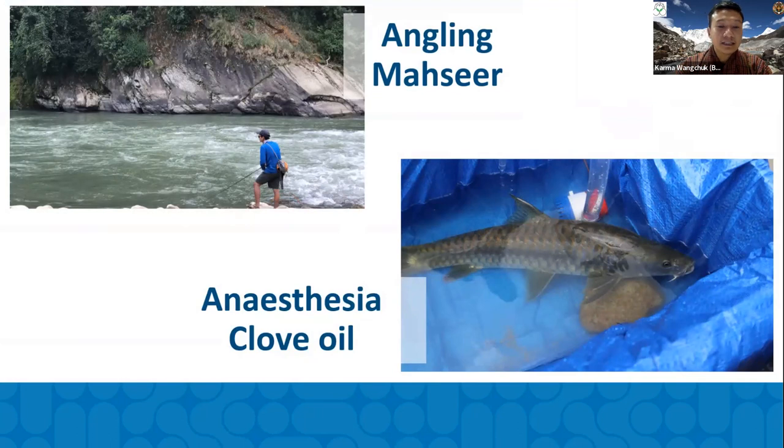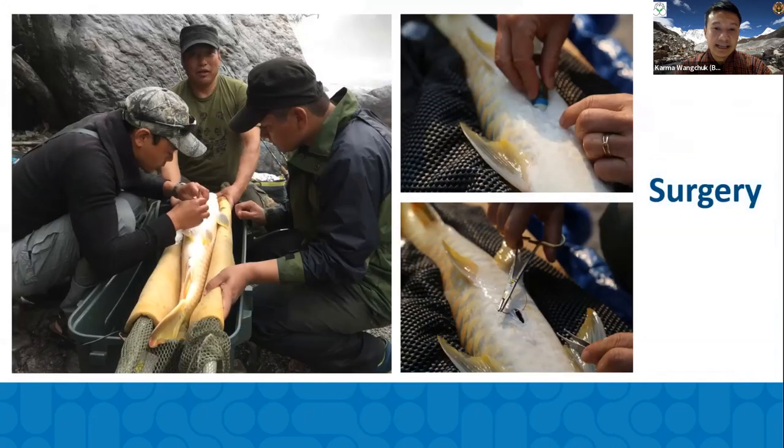So we use angling to catch our fish. And once the fish is reeled in, we use anesthesia. From our study, we've seen that it takes about 3 to 5 minutes for the fish to be fully knocked out. And mahseers are pretty sturdy animals. They can handle surgery pretty well.